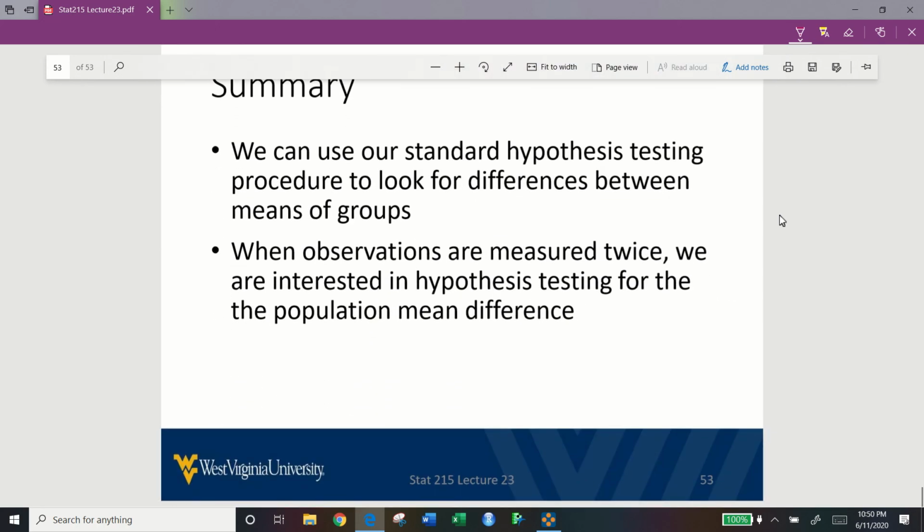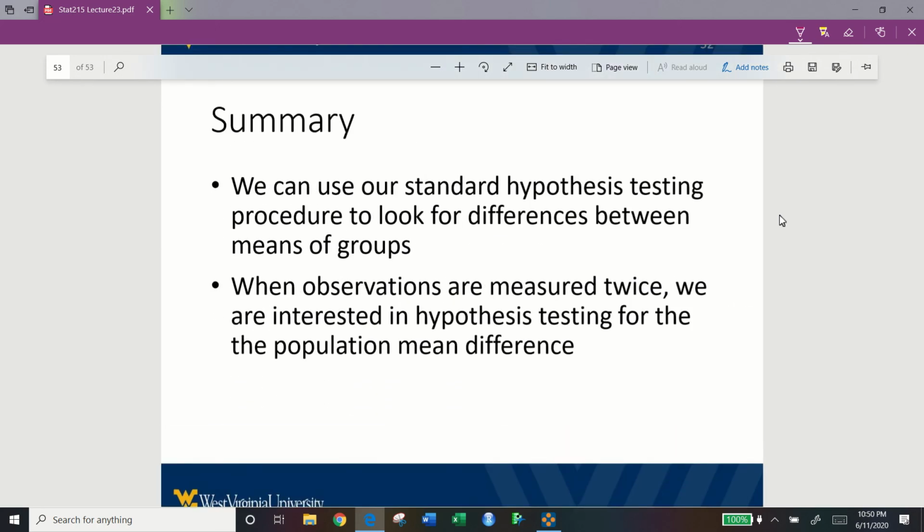Wonderful. That brings us to the end of this lecture. Let's just talk about what we've learned so far. So we learned that we can use our standard hypothesis testing procedure to look for differences between means of groups. And when observations are measured twice, we are interested in hypothesis testing for the population mean differences.